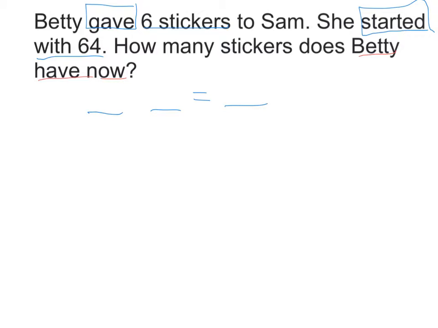So I'm starting with 64. That's how many Betty had before she gave any to Sam. And then, like I said, that's a subtraction word. So she's giving some to Sam. She gives him exactly 6. Well, I know that 4 minus 6 is a 6th grade skill. So I need to make this problem easier for my brain to solve.